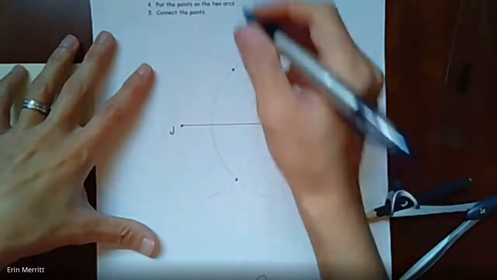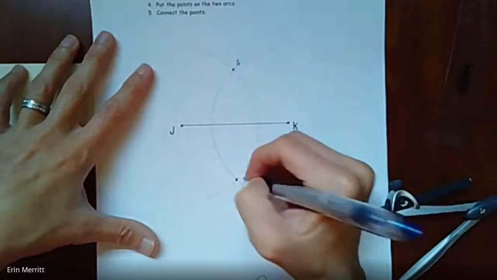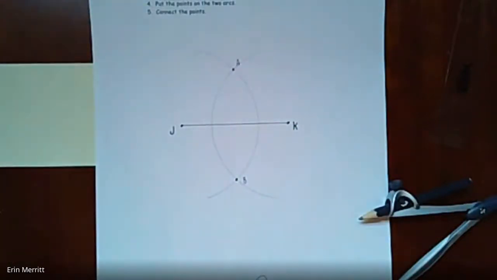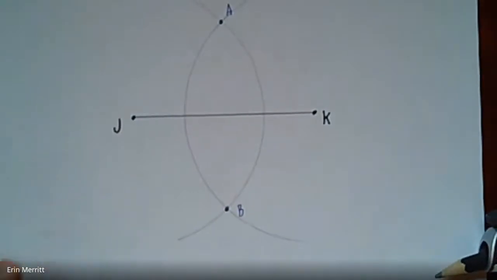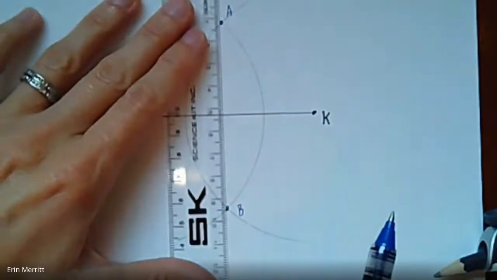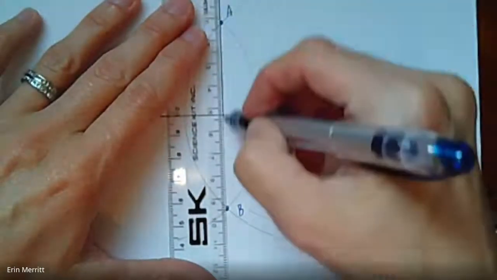And now you can label them if I want. Maybe I'll label them A and B just so I can talk about them. But now I'm going to connect those 2 points. I think I can zoom back in. I was almost right to the edge of the picture here. So use your straight edge, line it on up from A to B, and then connect.